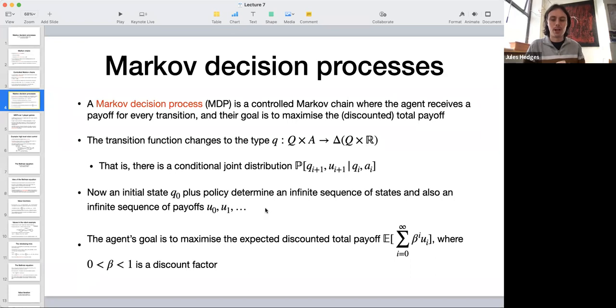Okay, now the question is, what is the agent's goal? Well, we already know about discount factors because we already studied repeated games. So we're going to do the same trick. We're going to pick a discount factor, which is some number between 0 and 1, and then we can form this geometric series of the payoffs. And the point of the discount factor is that it makes this thing convergent, so this is a finite value. And then we say that the agent's goal is to maximize the expectation of that, so the expected total discounted payoff.